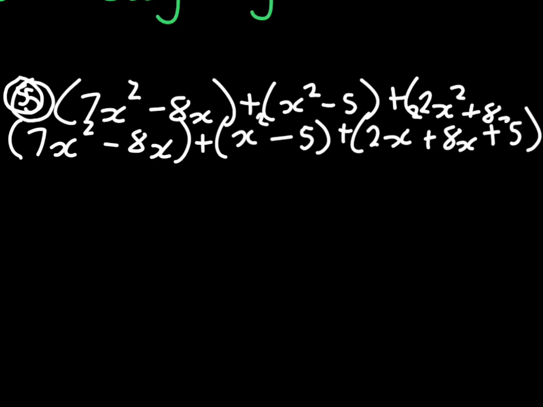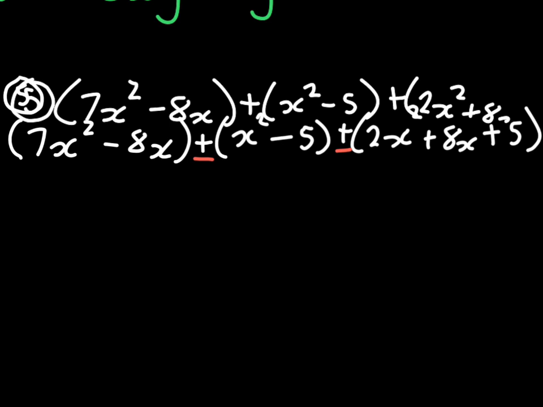For question 5, we are now adding 3 different sets of parentheses. So we'll need to find like terms in each of the parentheses and then add them together or subtract them depending on what the different signs were. For this specific question, we've just got pluses, so we'll be adding each of the like terms.